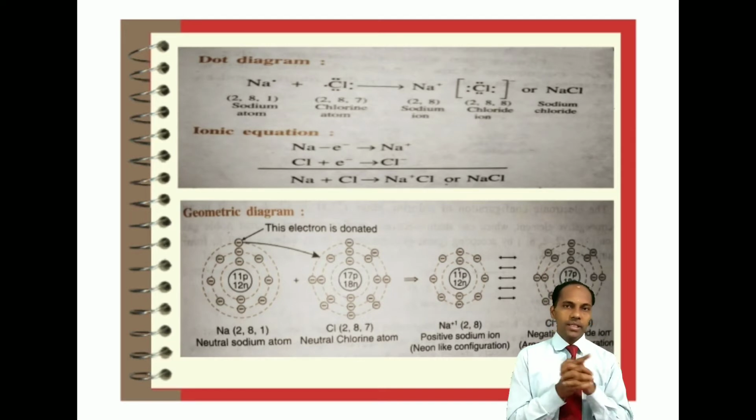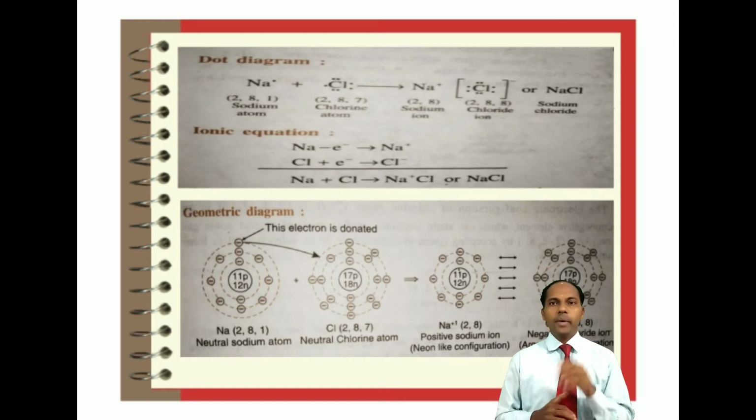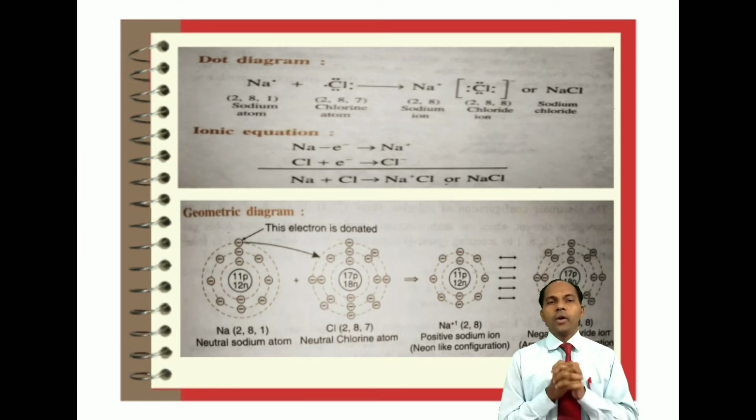And you can write the ionic equation also. Na minus 1 electron gives Na+, and chlorine plus 1 electron, by gaining 1 electron, becomes Cl-. So Na+ and Cl- will produce Na+Cl-, and the sodium chloride compound will be formed.